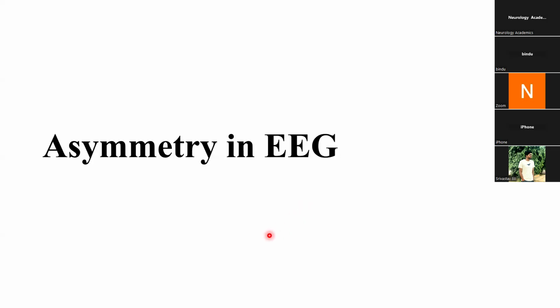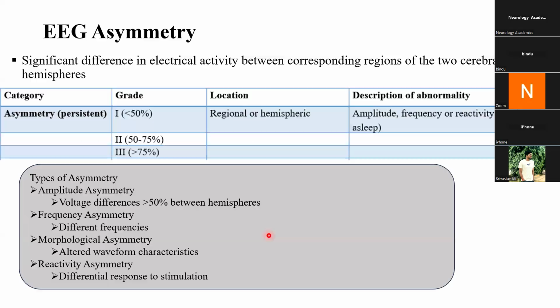Coming to the second topic, that is asymmetry in EEG. There is a significant difference in the electrical activity between the corresponding regions of the two cerebral hemispheres. Then we call it asymmetry. So asymmetry is classified as grade 1, grade 2 and grade 3 based on the percentage difference between the amplitude, frequency or reactivity or the morphology between the two hemispheres. So if it is less than 50 percent, then it is grade 1, 50 to 75 percent, then it is grade 2, or more than 75%, then it is grade 3.